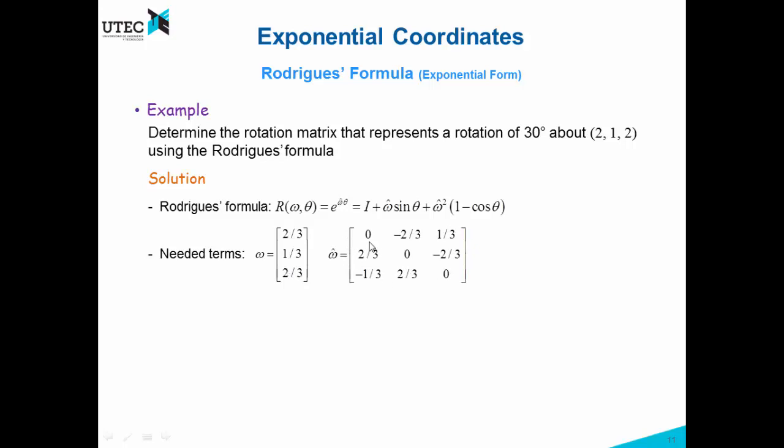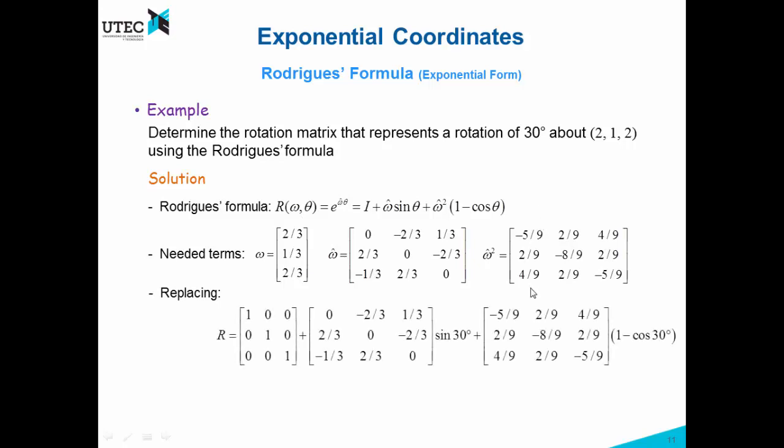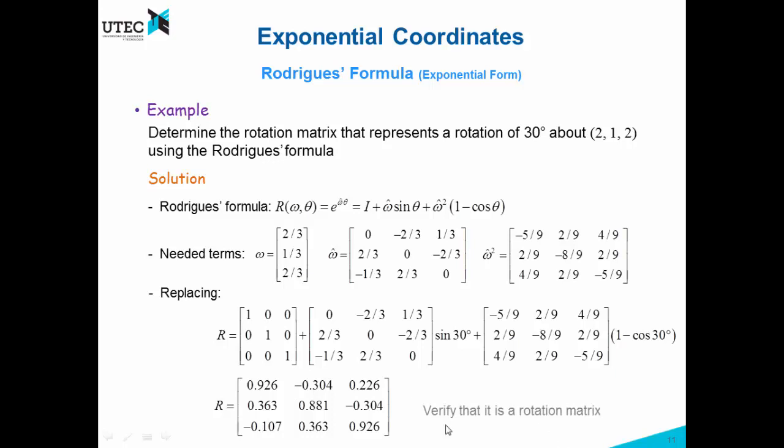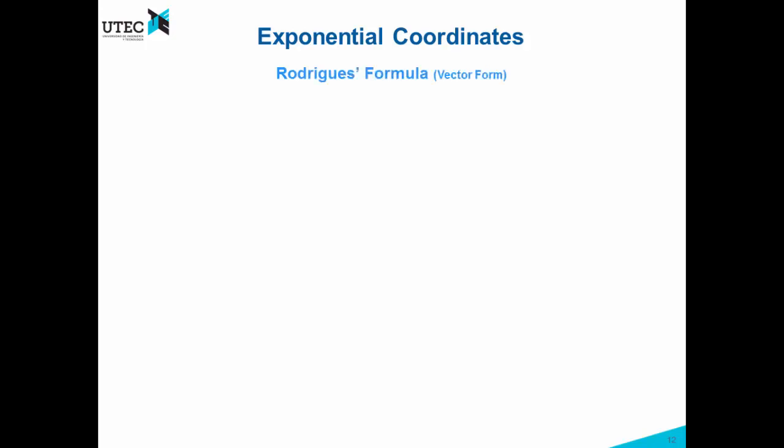And then we get this omega hat, this skew-symmetric matrix, and we replace all these terms in the Rodrigues formula. And we just solve for that, and we get this matrix. We can verify that this is a rotation matrix by verifying its transpose, the product with its transpose, and the determinant. It must be plus 1.